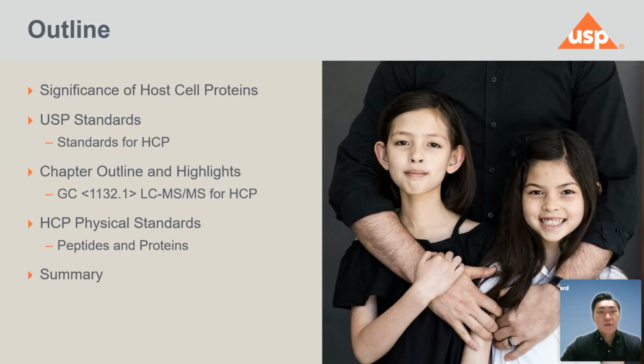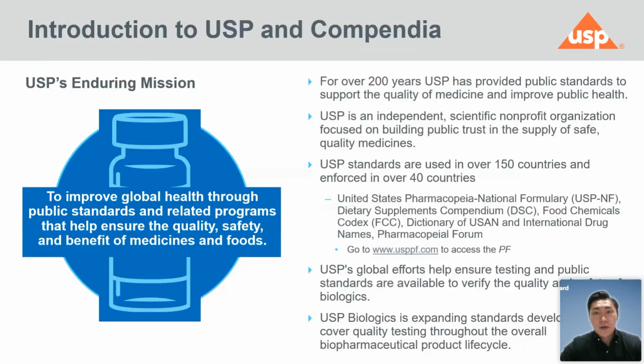So just a brief introduction to US Pharmacopoeia and Compendia for those who are not familiar with US Pharmacopoeia. So for over 200 years, US Pharmacopoeia has provided public standards to support the quality of medicine and improve public health. USP, we are an independent scientific nonprofit organization. We're focused on building public trust in the supply of safe quality medicine.